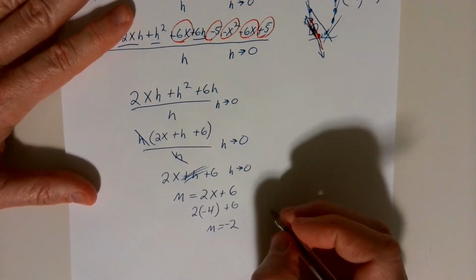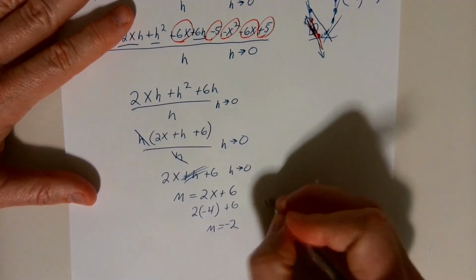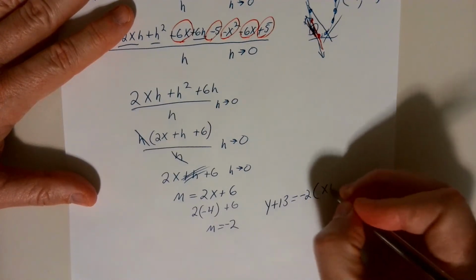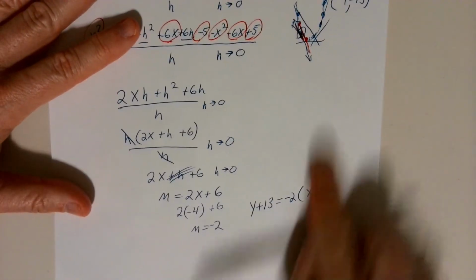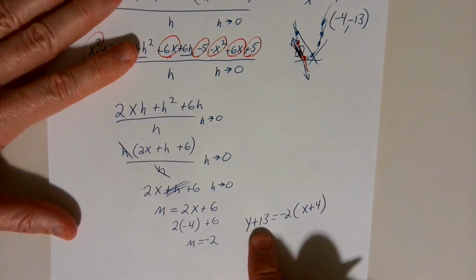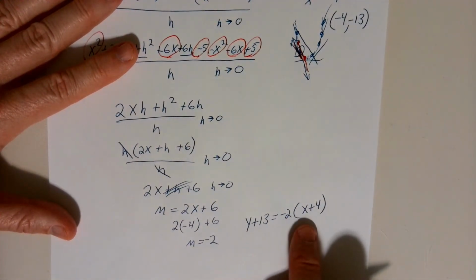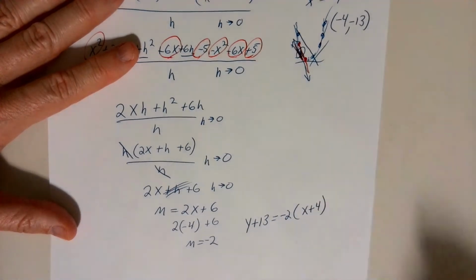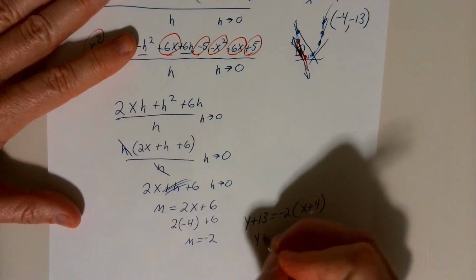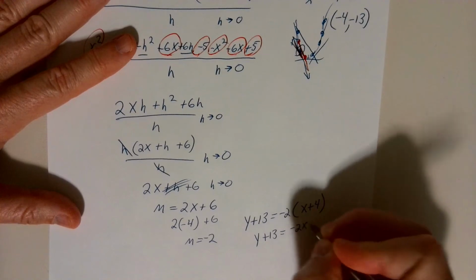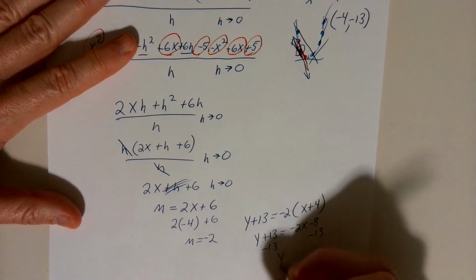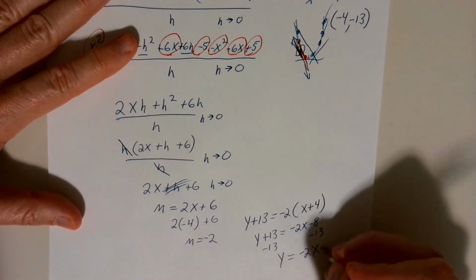So now I'm going to go ahead and do point slope form. So I get y plus 13 equals -2 times x plus 4. Isn't that kind of nice? You can use the -4 and the -13. Y minus -13 becomes plus 13 equals -2 times x minus the x value, which is minus -4. Okay, so then I'm going to put it all the way in. So y plus 13 equals -2x minus 8, minus 13, y equals -2x minus 25.